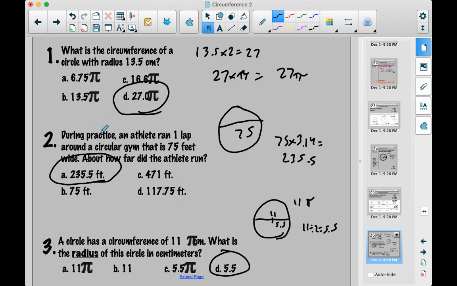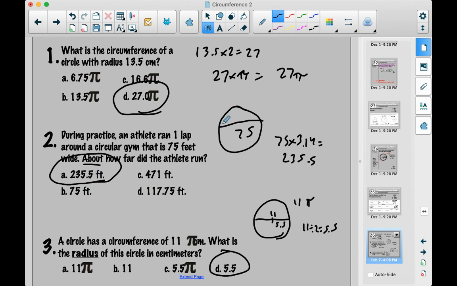All right, number two. During practice, an athlete ran one lap around a circular gym. So he's going around the gym, so he's running the circumference. It is 75 feet wide. So if the gym is that wide, that's the diameter. Okay, about how far did the athlete run? So notice it says about, and my answers are not exact. They don't have pi in them, they're decimals. That tells me we did use 3.14 here.